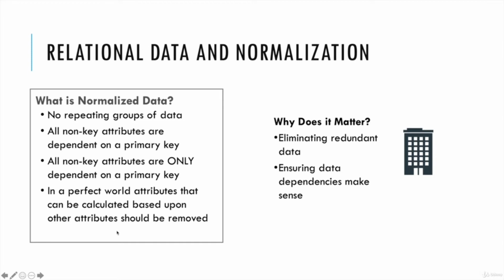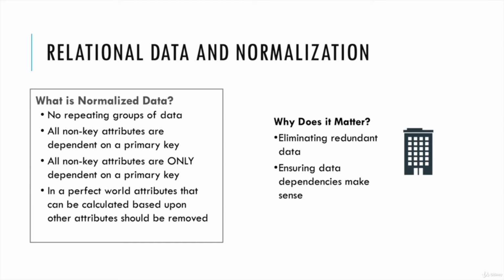And in a perfect world, we wouldn't want to do any calculation and store it in the table in a transactional database. For a data warehouse, that might be perfectly acceptable, even necessary. But it's important to understand kind of what we're talking about when we say normalization. So why does that matter? Really for 2 main points: eliminating redundant data and ensuring that dependencies make sense.